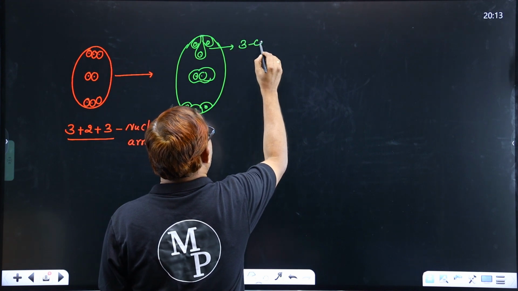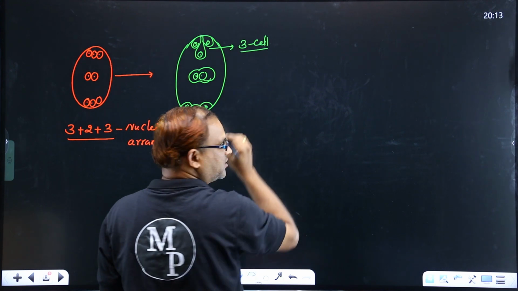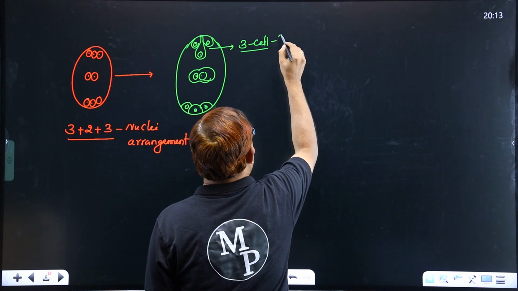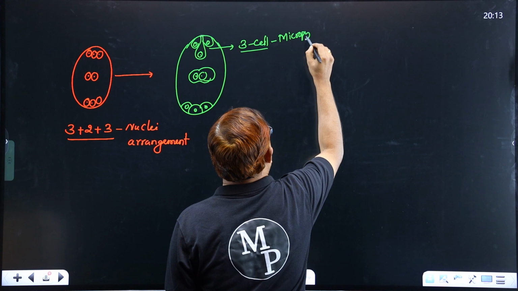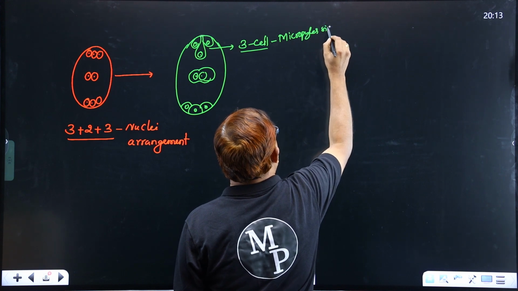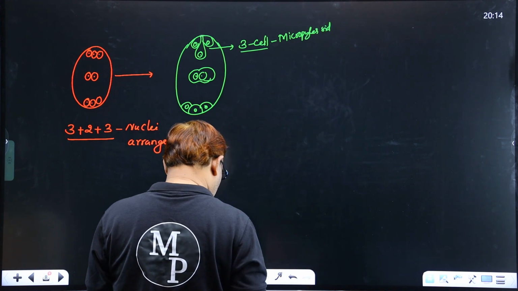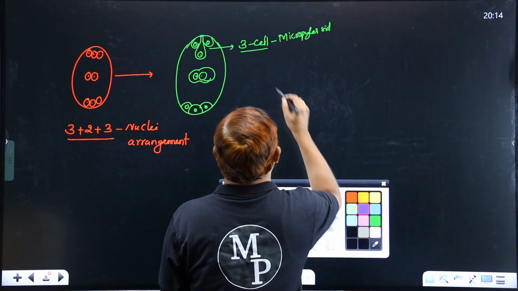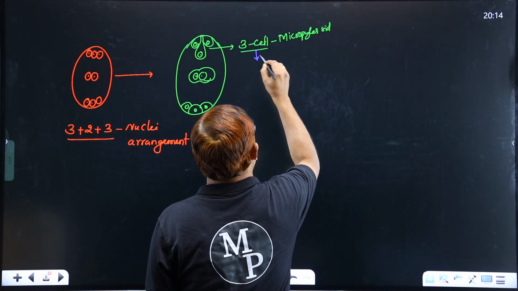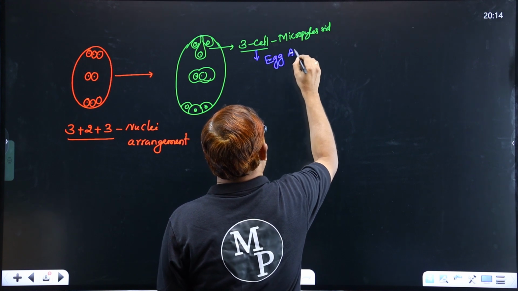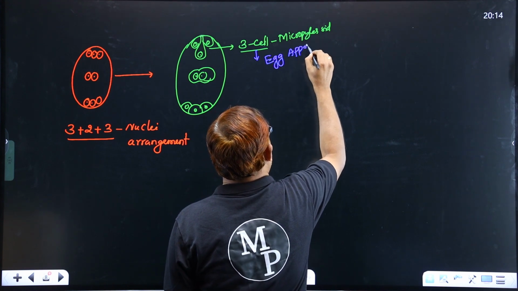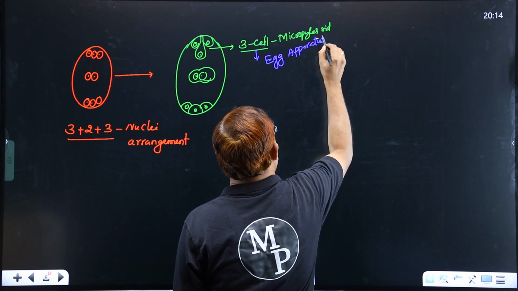Now see all of you, here how many cells are there? Three cells. Three cells which are present towards which side? Micropylar side. These three cells are organized to form what? Egg apparatus.